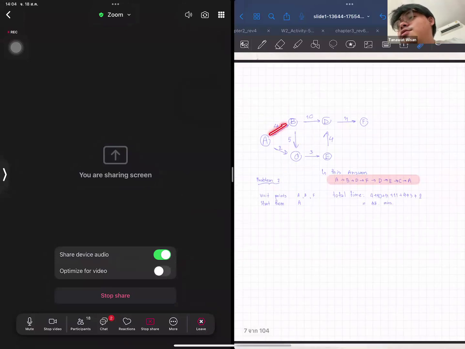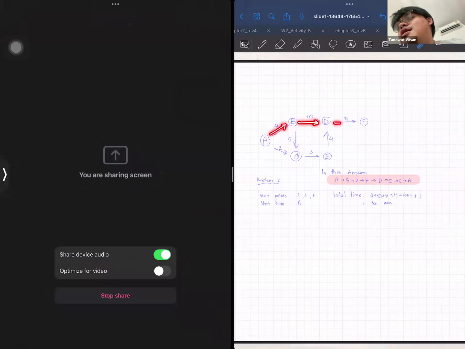I think A to B, B to D, and D to F can go A, B, and F, and we will return the line F to D, D to E, E to C, and C to A. It is the shortest line. Yes, but what about the strategy? The solution is not so important as the strategy. How do you come up with that solution?